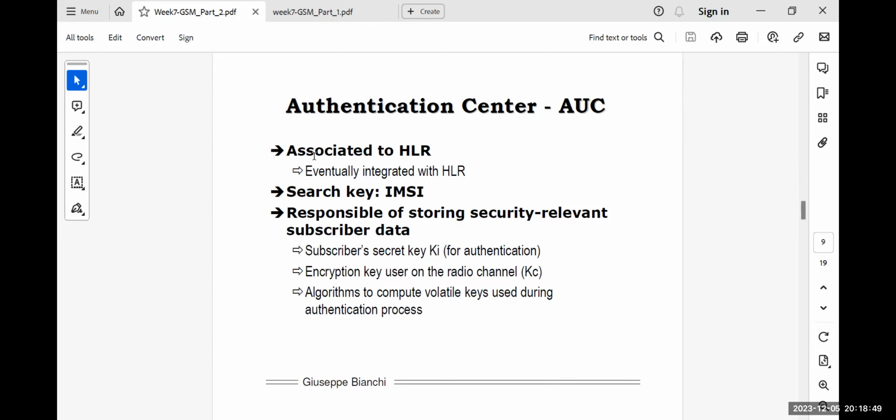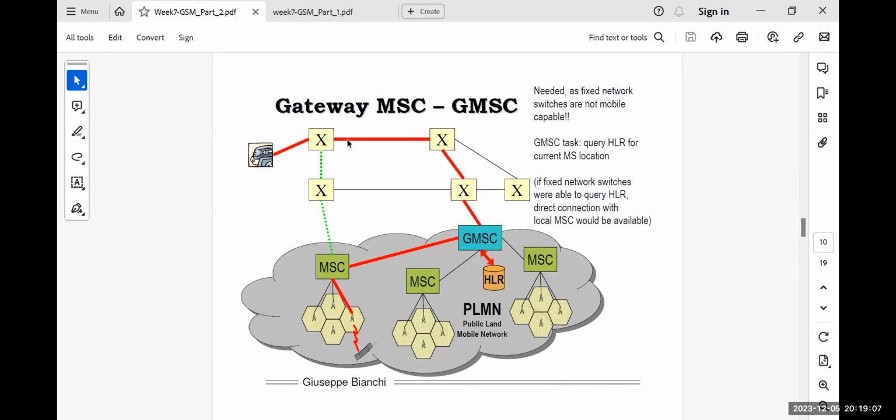Then we have the authentication center. The authentication center is associated with the HLR, eventually integrated with the HLR. It has the IMSI, and is responsible for storing the security related information related to any subscriber, right? And the corresponding keys of that. Okay.